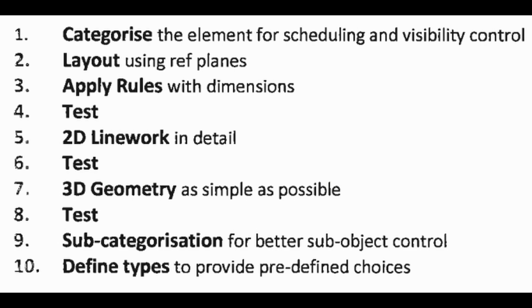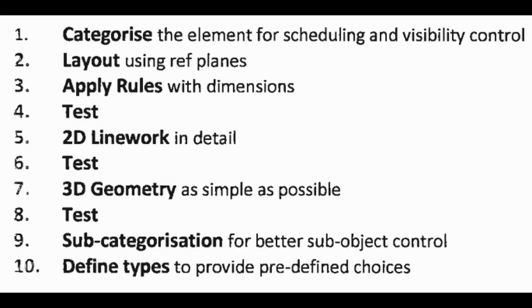The 10 stages of trouble-free family creation. These 10 stages form the backbone of stable, predictable family creation. They apply to both standard families and in-place families, and they should always be followed in the same order. 1. Categorize. Every family must belong to the correct category. This affects visibility, scheduling, tagging, export behavior, and how the element interacts with the model. Choosing the correct template, .rft, ensures the family behaves as expected.